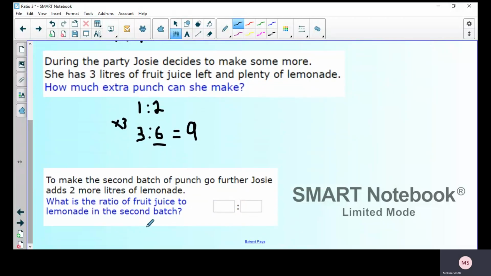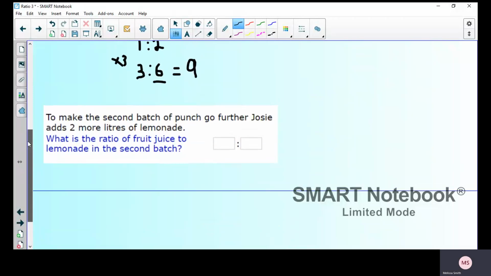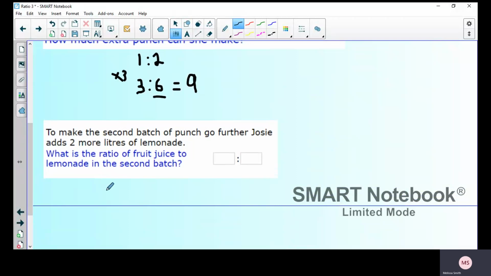And on to the last question. To make the second batch of punch go further, Josie adds 2 more litres of lemonade. What is the ratio of fruit juice to lemonade in the second batch? So we know that originally we had 3 litres fruit juice and 6 litres of lemonade, but she's now adding another 2 litres. So 6 litres add 2 litres is 8 litres, which means the new ratio is 3 litres of fruit juice to 8 litres of lemonade.